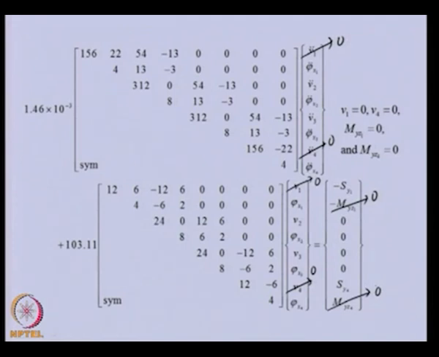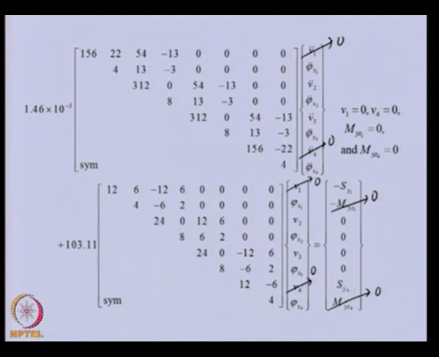Now we can see that in this right-hand side vector, the first term and the 7th term contain the reaction of the support, which is unknown. So among these, we will be eliminating the first and the 7th row equations.